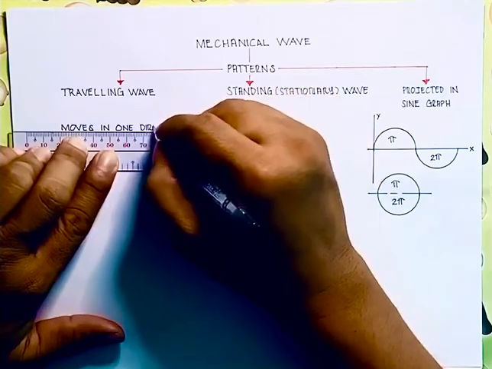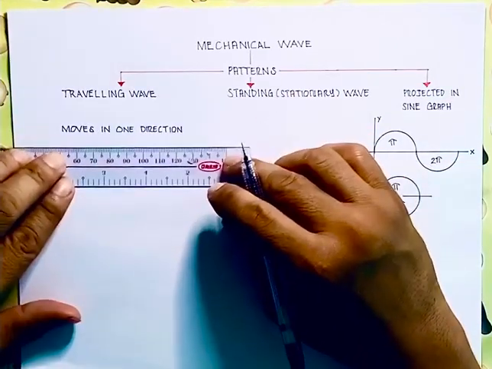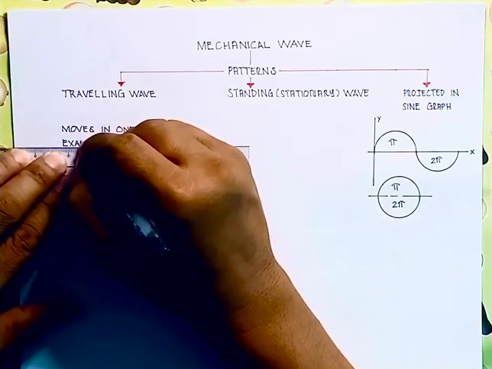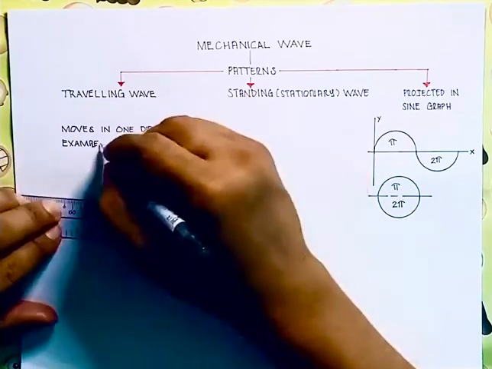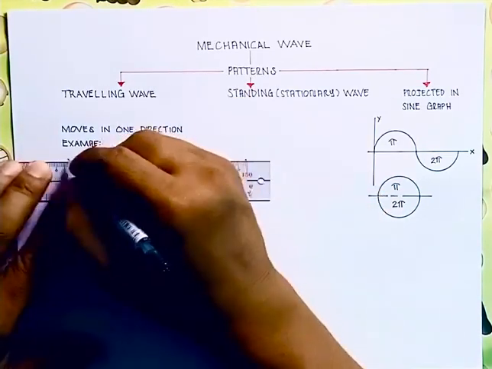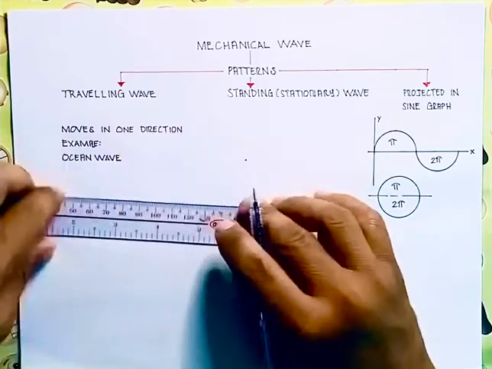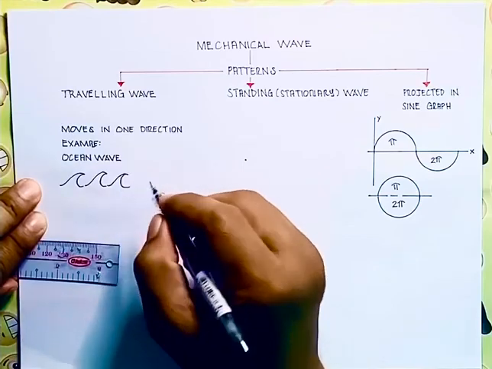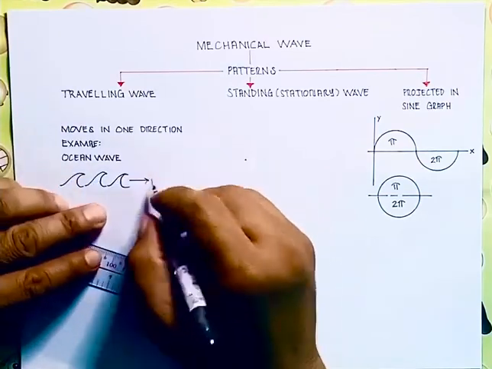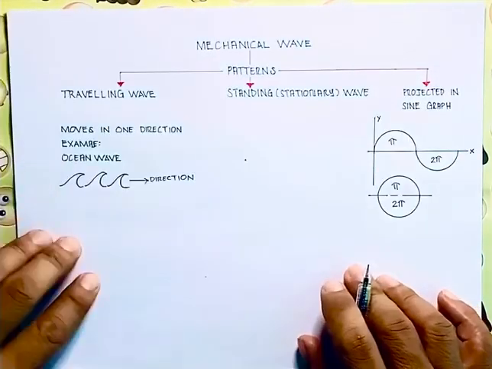This time, we will be looking into the characteristics of a traveling wave. A traveling wave moves in one direction only. An example of this would be the oceanic wave. So an oceanic wave only has one direction, and that is going to the beach.